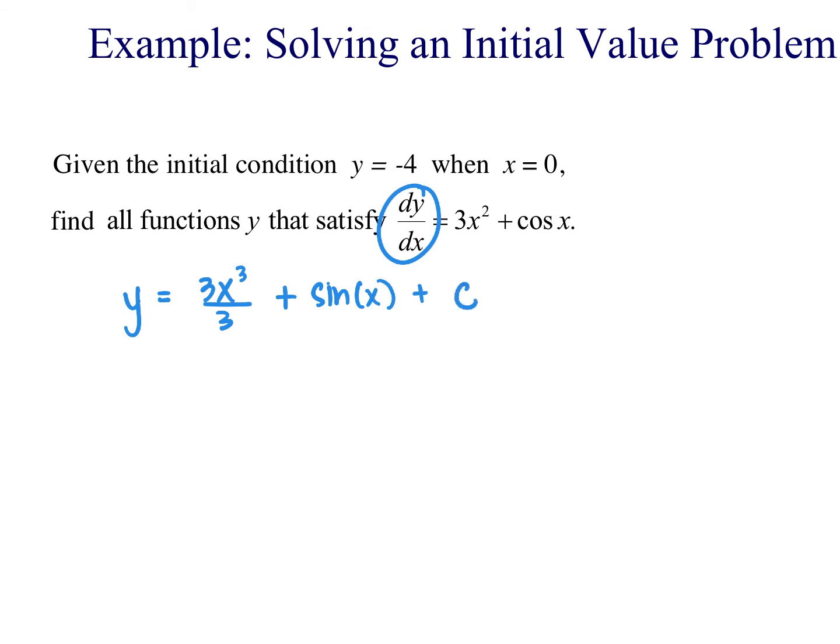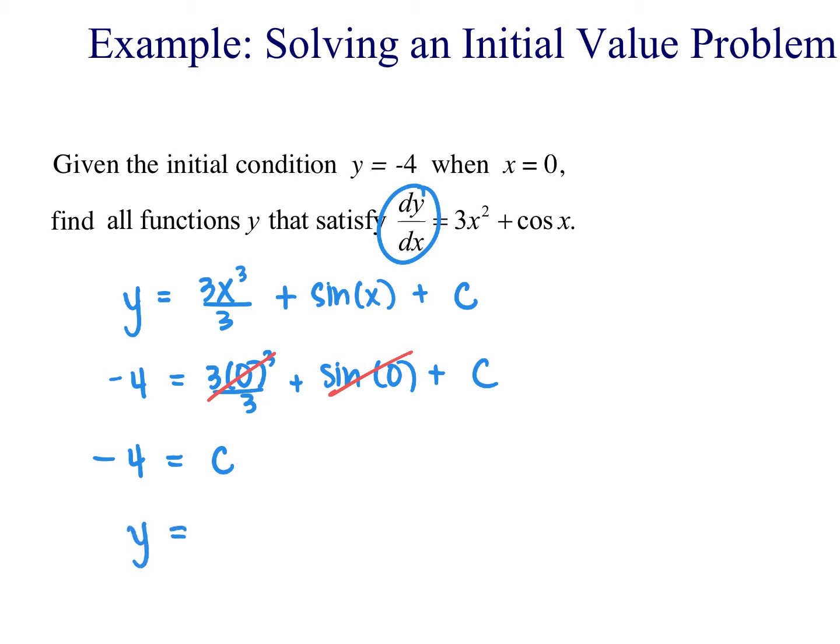And we know that the initial condition is that y is negative 4 when x is 0. So that would be 3 times 0 cubed over 3 plus the sine of 0 plus c. So we know that this is 0 and the sine of 0 is 0, so c turns out to be negative 4. And so the particular solution is that y equals x cubed when I reduce, plus the sine of x, minus the constant value of 4.